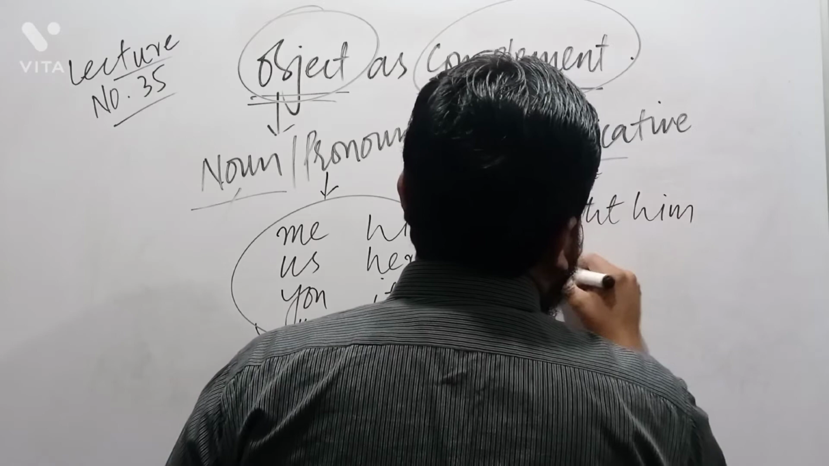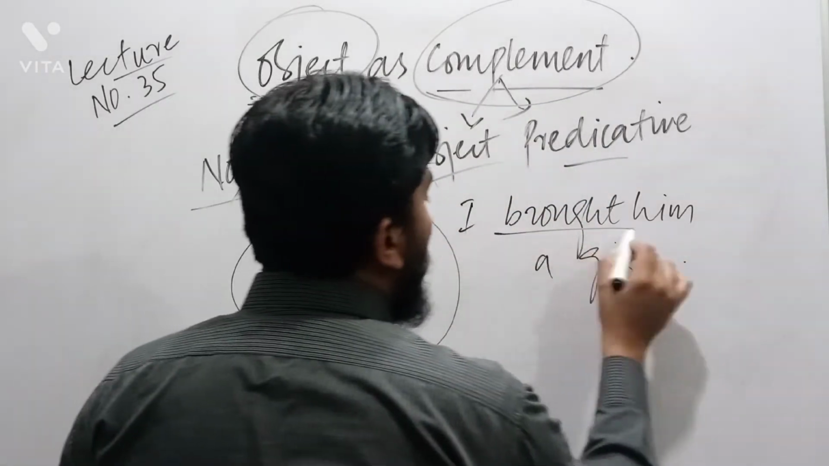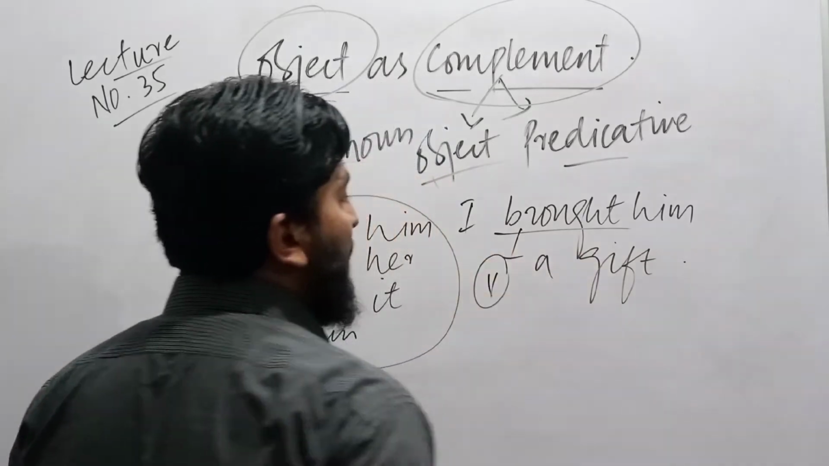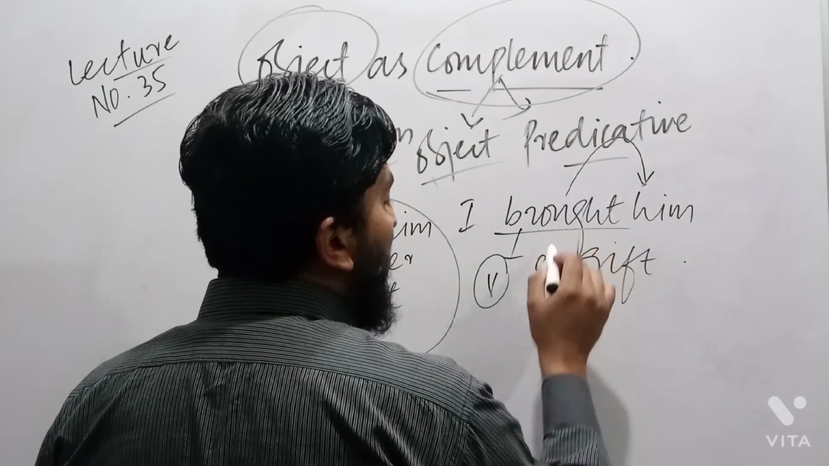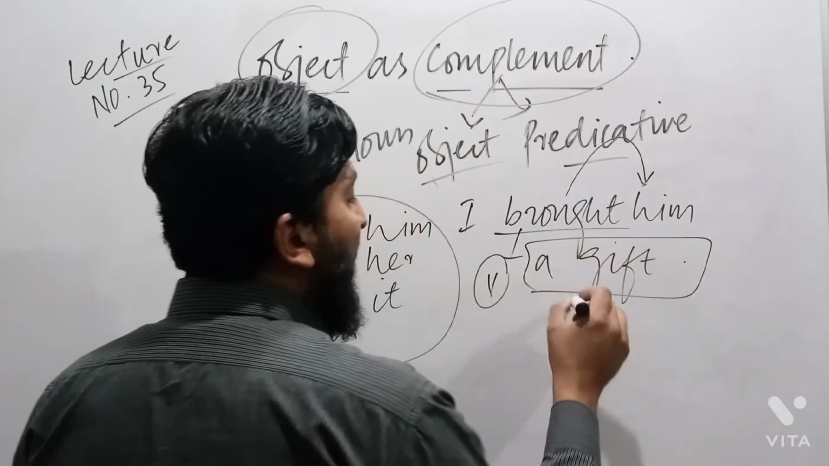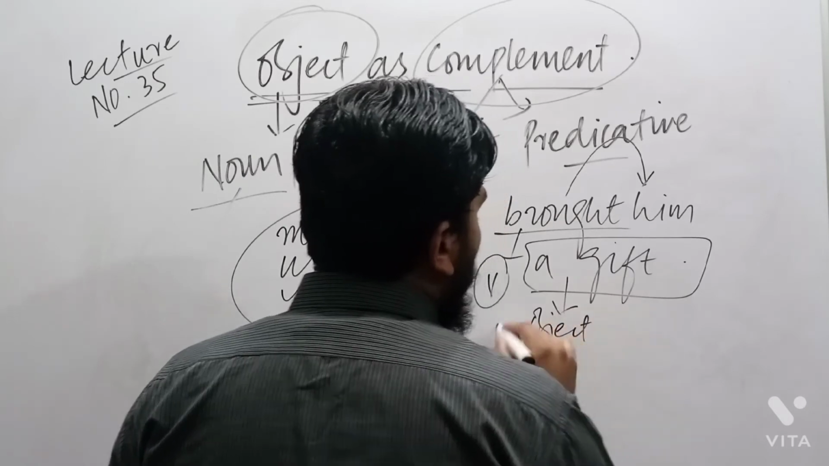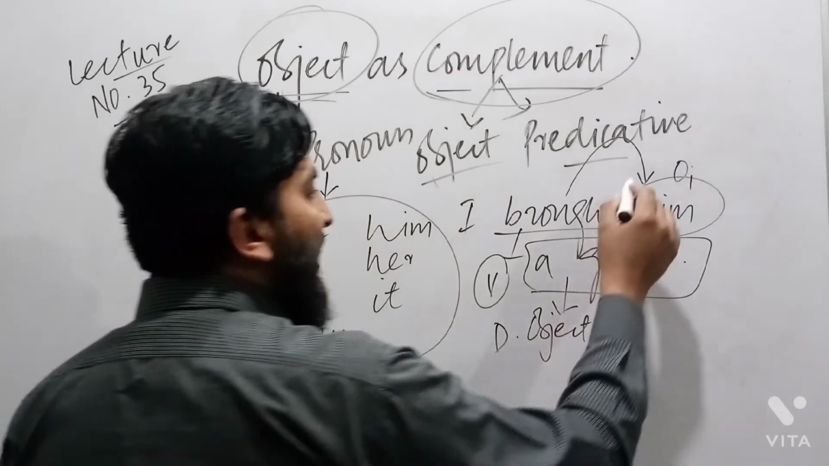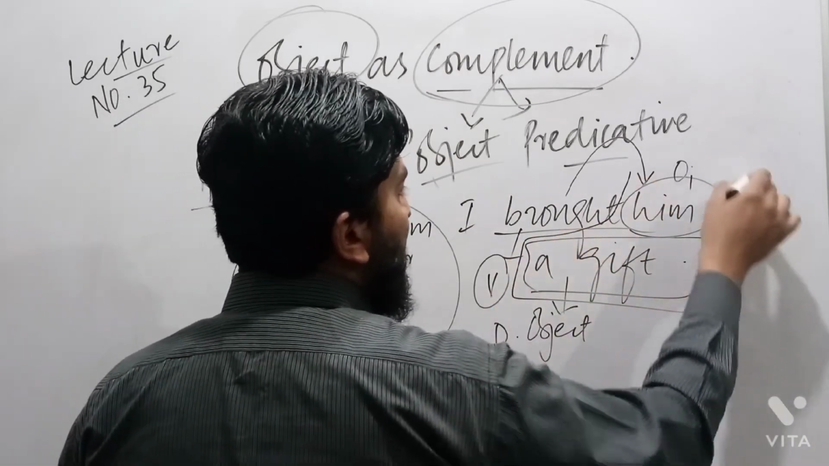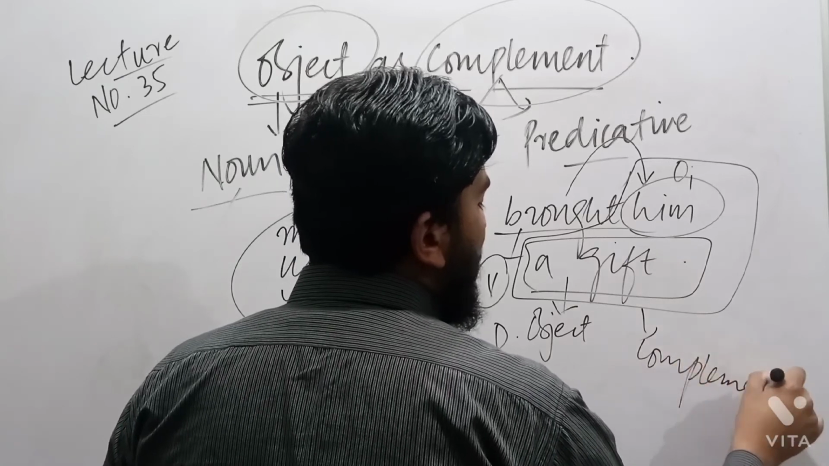a gift. Now it means that I brought him a gift. Here the word brought is a verb, which is an action verb, but it is not performed over him. Rather, it is performed over a gift. A gift is actually called direct object, and him is called indirect object. But these two are called complement for the word brought.